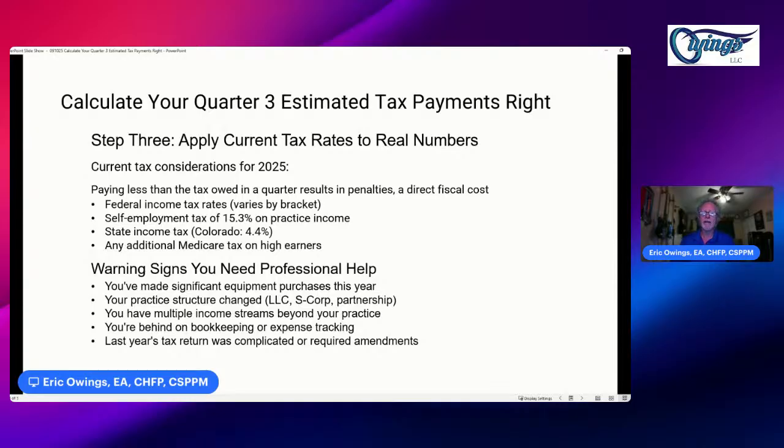Okay. And if you are, in fact, taking a high enough wage, there is a point at which you're paying 0.9% additional Medicare tax. So make sure you have that in your calculations as well. So warning signs: you need professional help. If you've made significant equipment purchases, I've been talking a little bit about depreciation. You may not want to take an entire 100% depreciation.